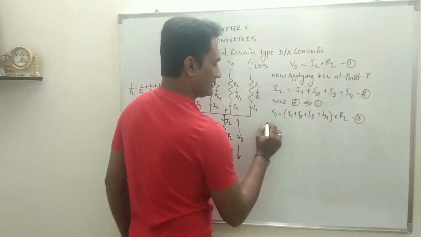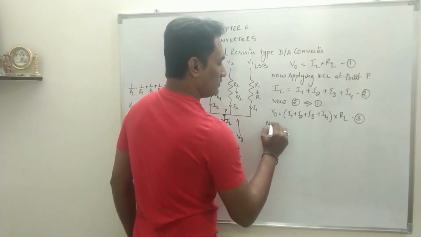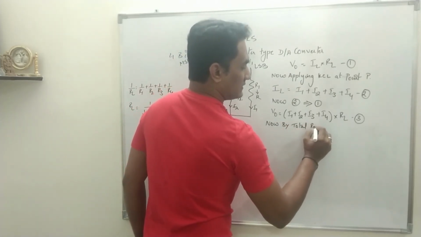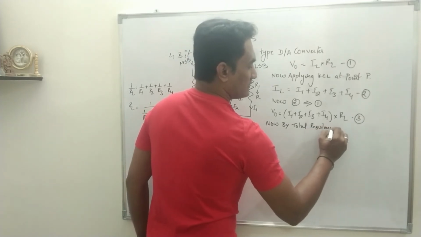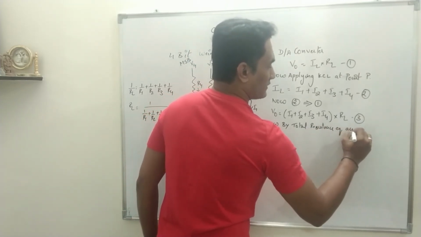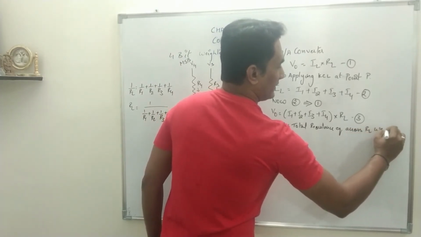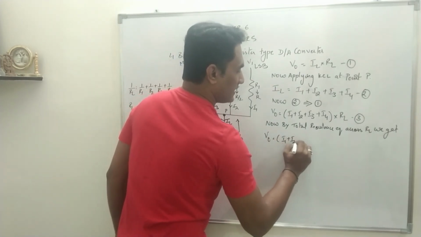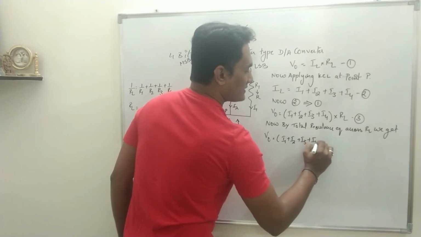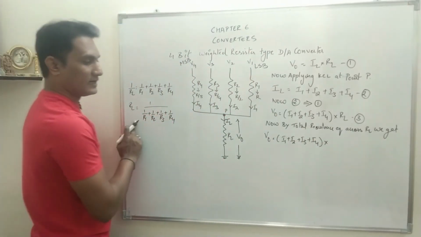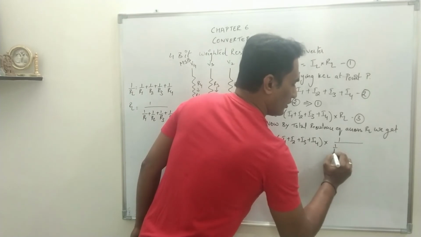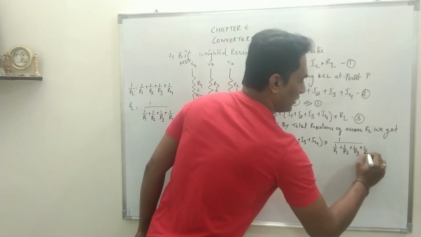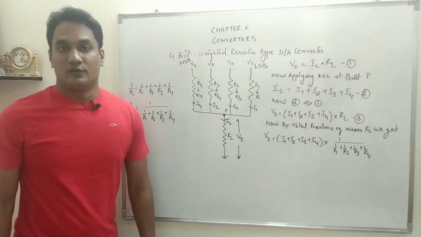Now, applying the total resistance equation across RL, what we get is V0 is equal to I1 plus I2 plus I3 plus I4 multiplied by RL. What is RL? RL is 1 upon R1 plus 1 upon R2 plus 1 upon R3 plus 1 upon R4. So this is the equation.